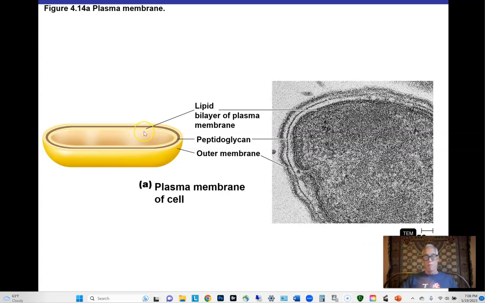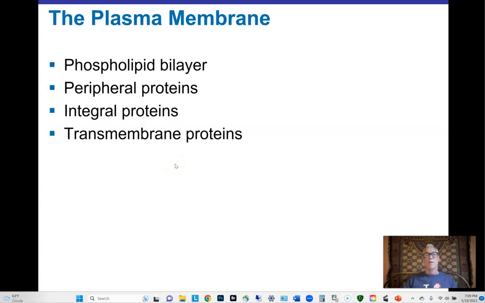So here's a bacterial shell, essentially. You can see the cell wall around the cell membrane. The gold colored inner shell-looking thing is the lipid bilayer of the plasma membrane. Then comes the peptidoglycan cell wall. If this drawing is of a gram-negative bacterium, it has an outer membrane. If it was gram-positive, it would not.